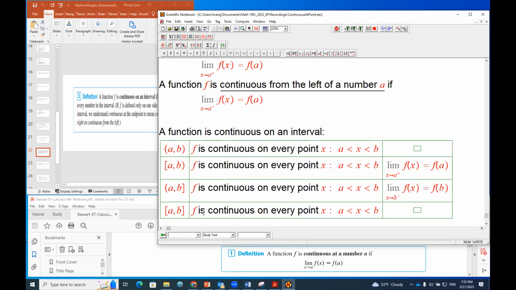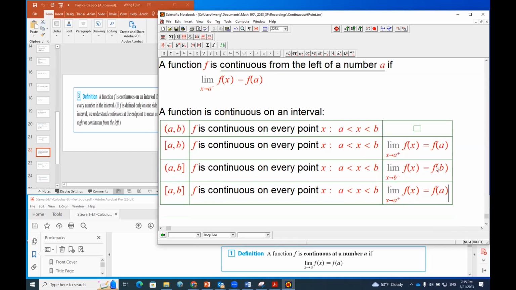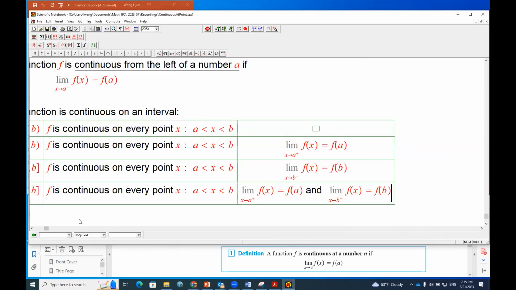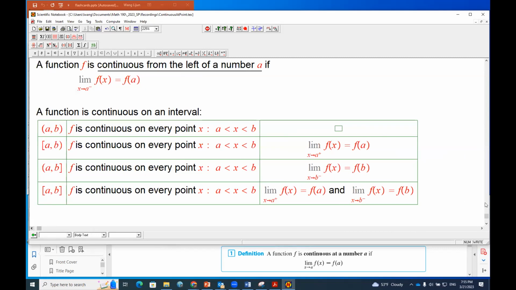All right, and the last one, f is continuous on every point. They all have all of these, and we have additional, we have this piece and the other piece. So now this is the complete fourth situation of continuity on an interval.